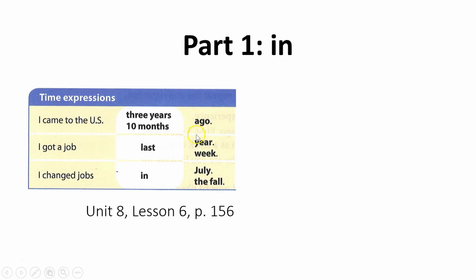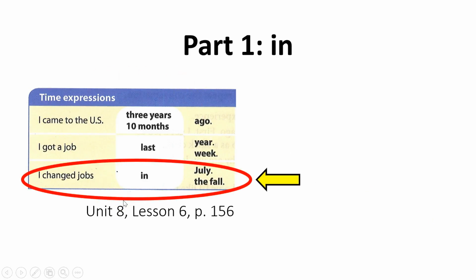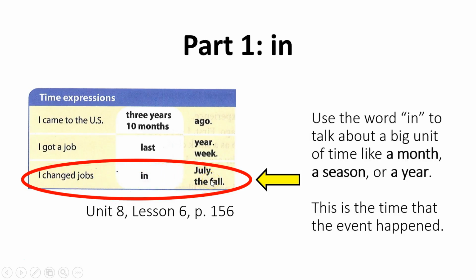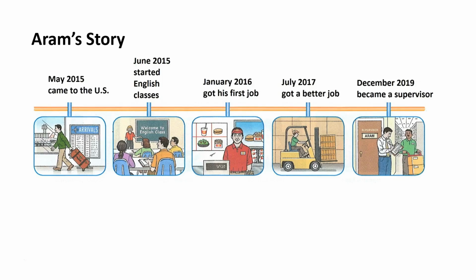In your book you have a table that looks like this, and I want to look just at this part in the bottom of the table. It says in July or in the fall. Use the word in to talk about a big unit of time, like a month, a season, or a year. This is the time that the event happened.